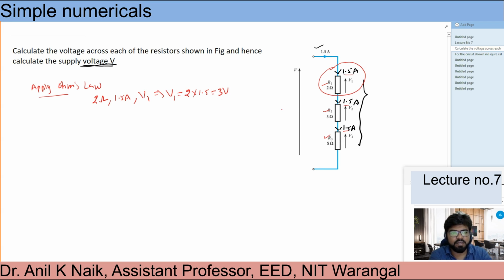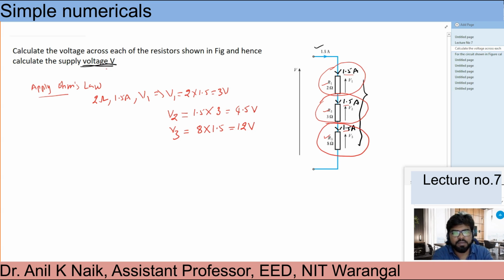Similarly, to calculate the voltage across the second resistor, V2 is equal to the current 1.5 amperes into the resistance 3, so you can write it is 4.5 volts. Similarly, for the third resistor you can calculate V3. This is R into 1.5 amperes current, so it comes to 12 volts.